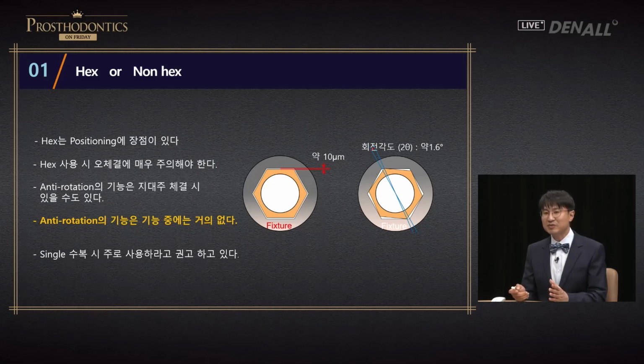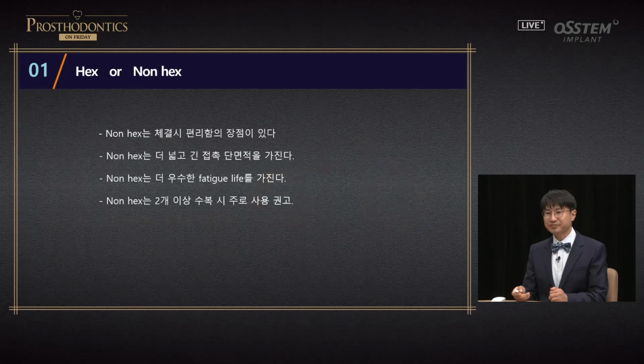There's controversy whether there's anti-rotation function. There may be anti-rotation function if it hits the corner as shown after it rotates 1.6 degrees, but this is not so all the time. The friction on Morse taper occurs first. The abutment may not rotate even if it does not hit the corner. It is pretty established to say that there is no anti-rotation function. In single restoration, this is recommended.